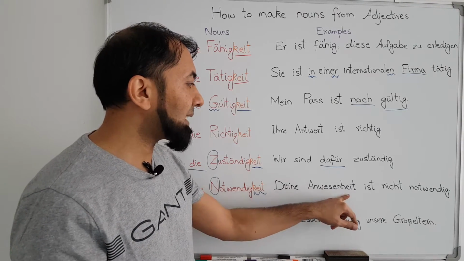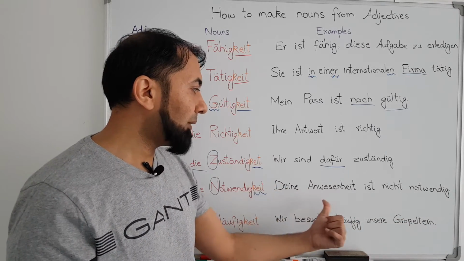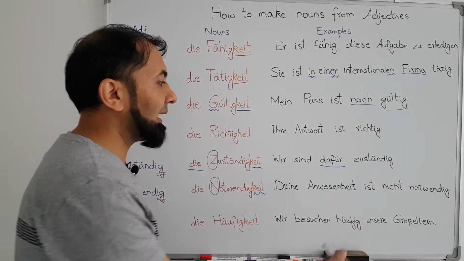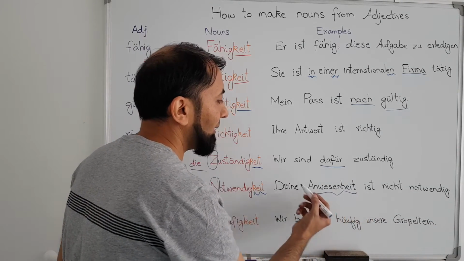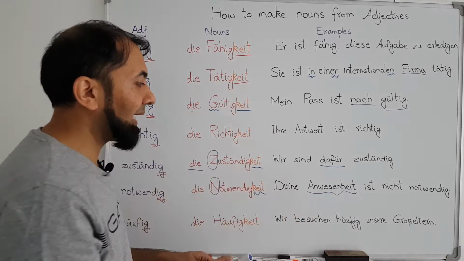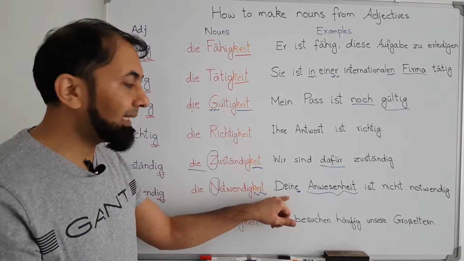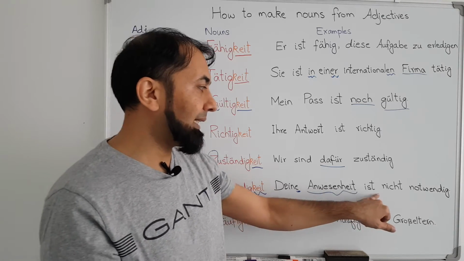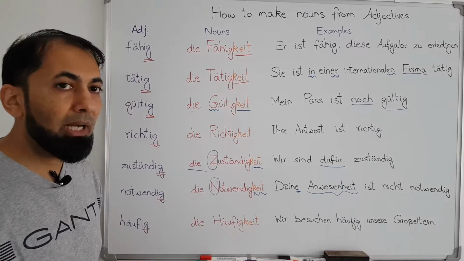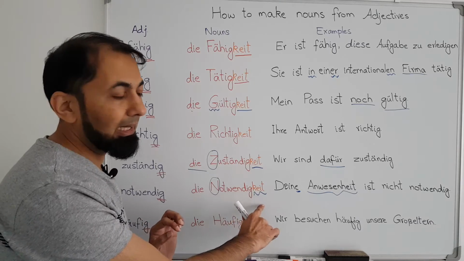Deine Anwesenheit ist nicht notwendig. Your presence is not necessary. Anwesenheit is again a German noun which means presence, and this is a feminine noun, therefore we have added an e at the end of the possessive pronoun, which is dein. So deine Anwesenheit ist nicht notwendig. Your presence is not required. Now you have to make one sentence with die Notwendigkeit.